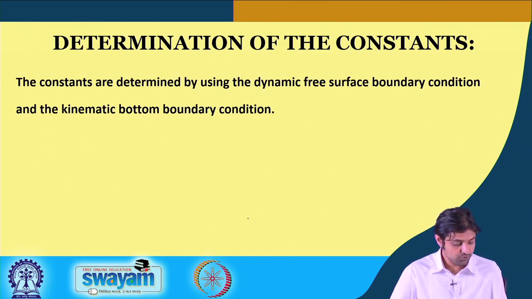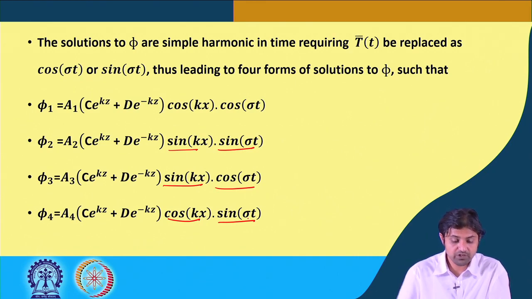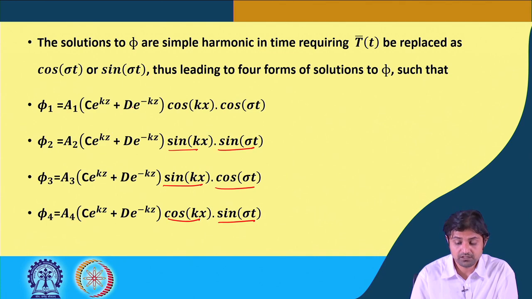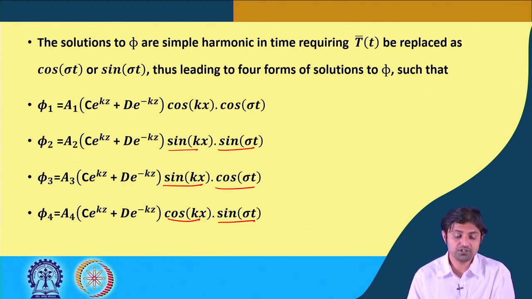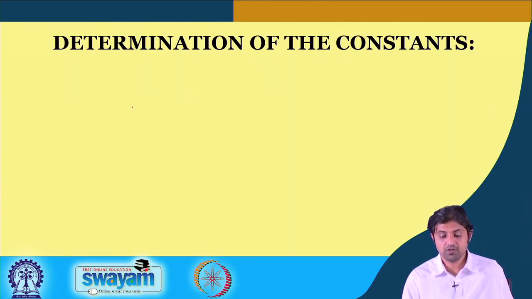So, we have to see these terms phi 1, phi 2, phi 3, phi 4 have constants a 1, c, d, all right. Sigma is related to the time period, k is related to the wave period, that will come later, but more importantly we have to find these constants a 1, c and d. So, how to determine these constants?